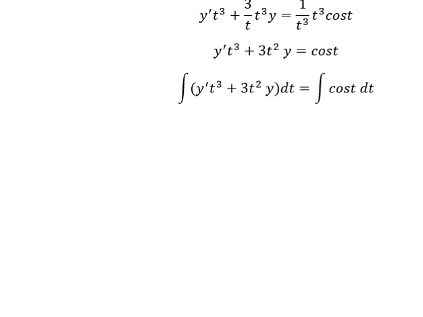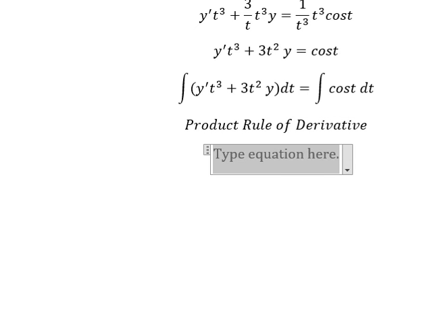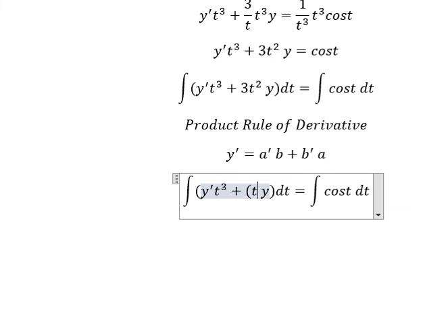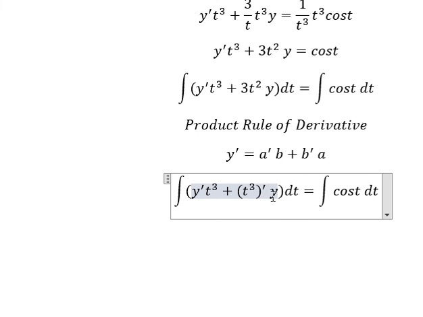Next, we can use the product rule of derivative. So we know that the first derivative of y equals the first derivative of a multiplied by b plus the first derivative of b multiplied by a. So this one is the first derivative of a multiplied by b. This one is the first derivative of b multiplied by a.